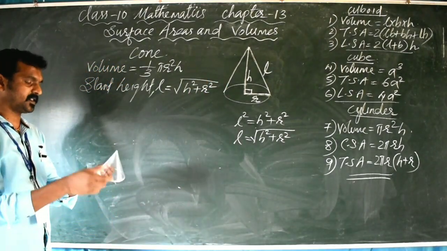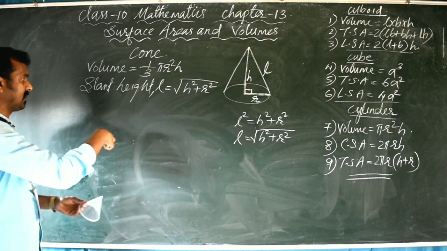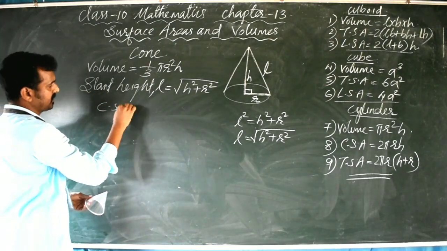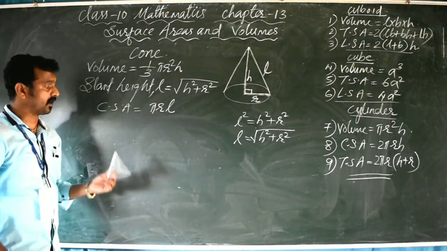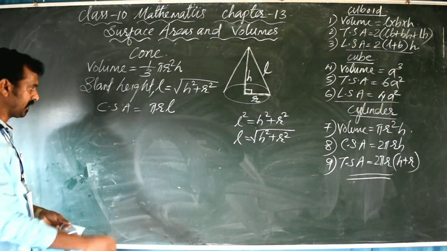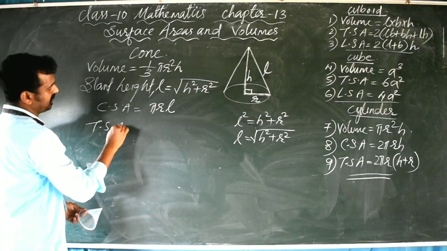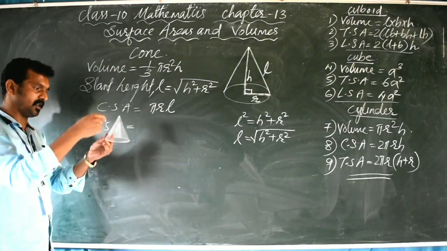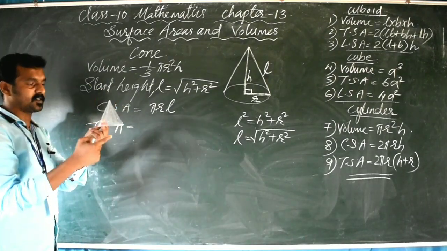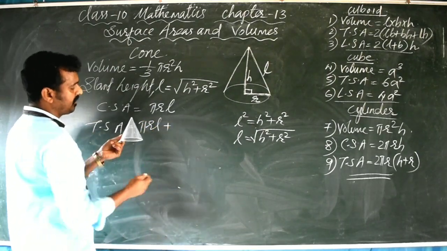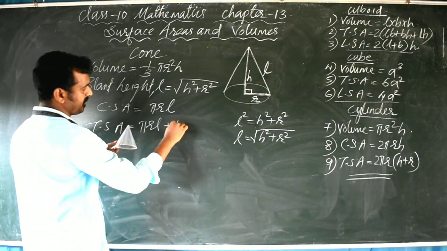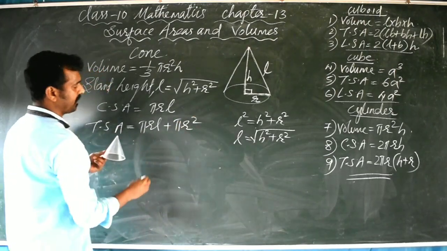Now next one is curved surface area. Curved surface area of a cone is equal to pi r L. Now total surface area of a cone. Total surface area of a cone is equal to curved surface area plus area of the base. That is curved surface area pi r L plus area of the base. Base is in the form of a circle, so its formula is pi r square.